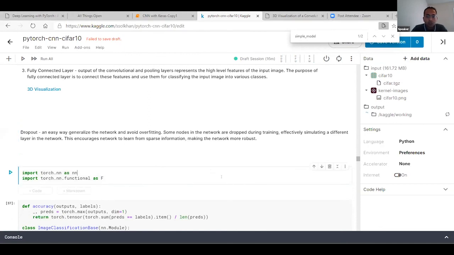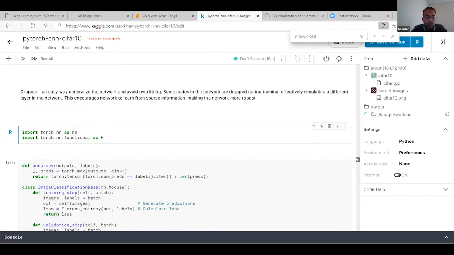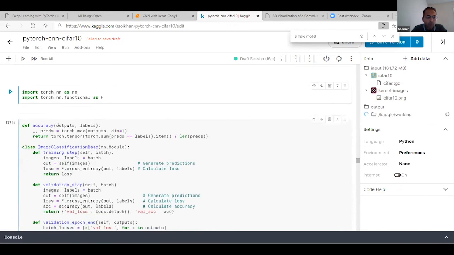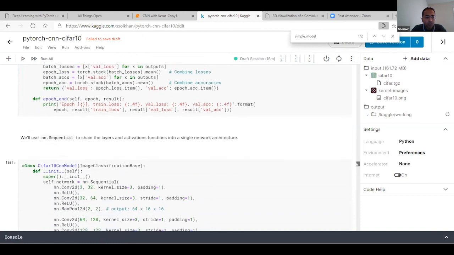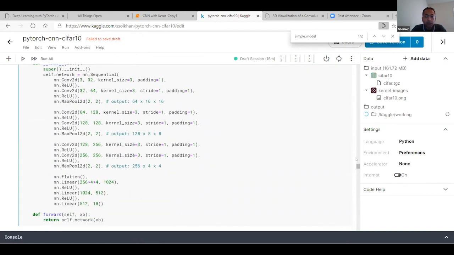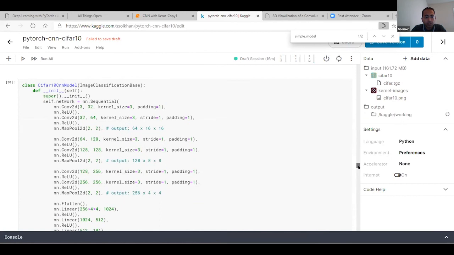So the code, you can see it. I'm instantiating a neural network. I'm using object-oriented programming here, defining some classes for validating and some helper functions. But here is the class where I'm defining my convolutional neural network. What you see here is your convolution network. So 10, 15 lines of code is the CNN, and it's very easy to instantiate.